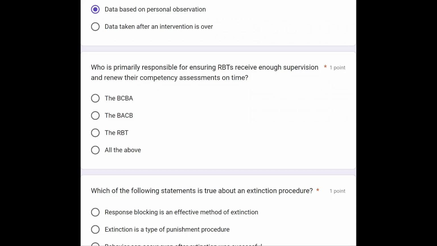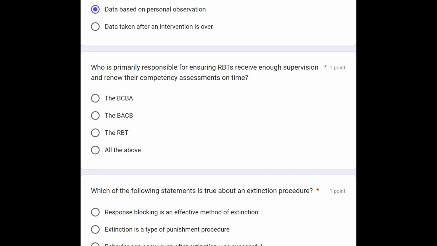Who is primarily responsible for ensuring RBTs receive enough supervision and renew their competency assessments on time? This one is very obvious. Do not overthink it. Who's responsible for you, the RBT, receiving enough supervision and renewing your assessment on time? Whose personal responsibility is that? Is it your BCBA's responsibility?